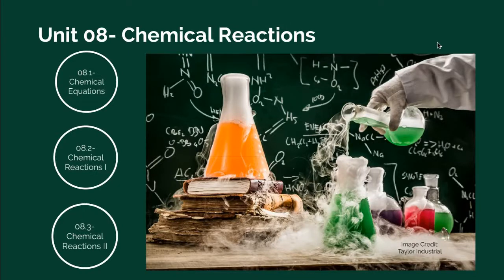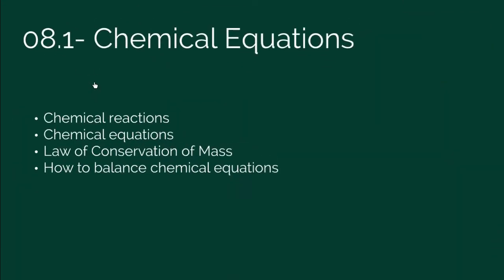All right, so here we are finally in Unit 8. We're finally talking about chemical reactions, what goes into it, what's happening, what's changing. So to get that all started, let's talk about chemical equations. These are the ways that we will be writing out chemical reactions to make sense of what is going on.